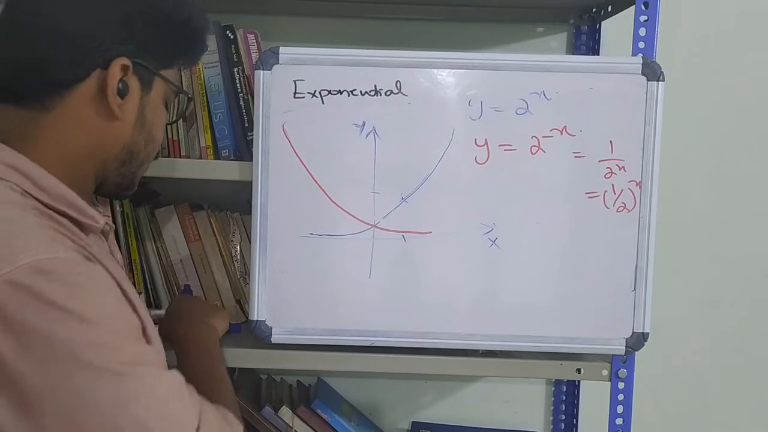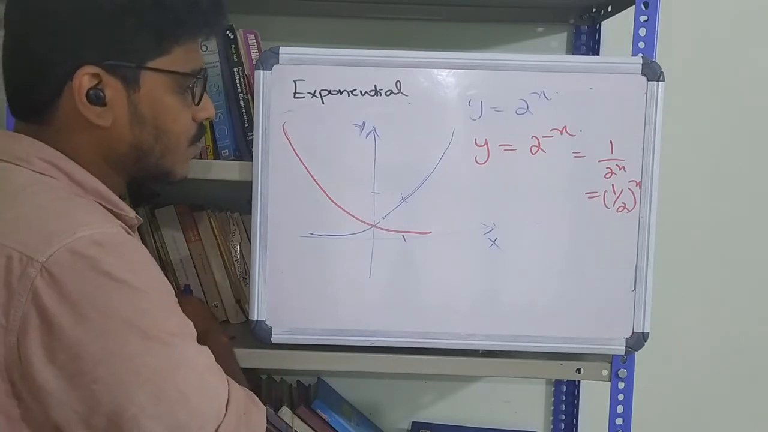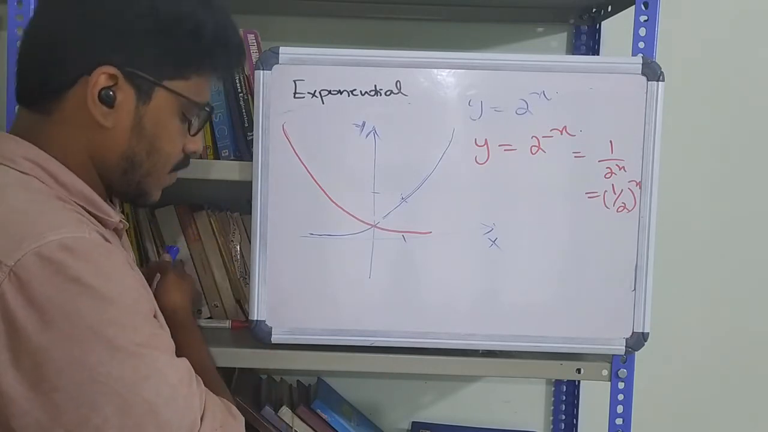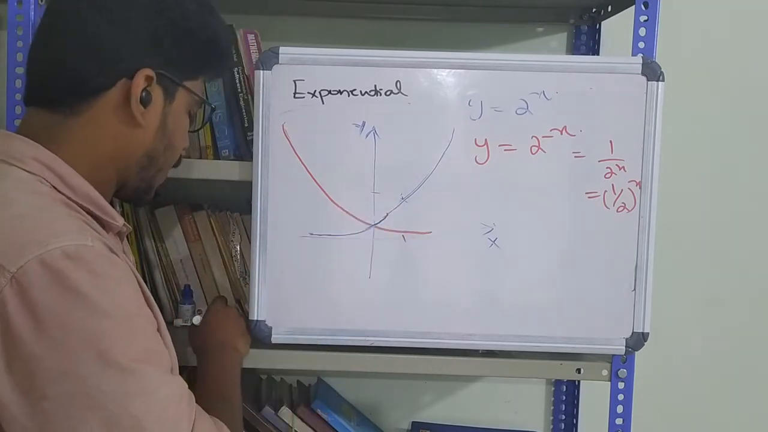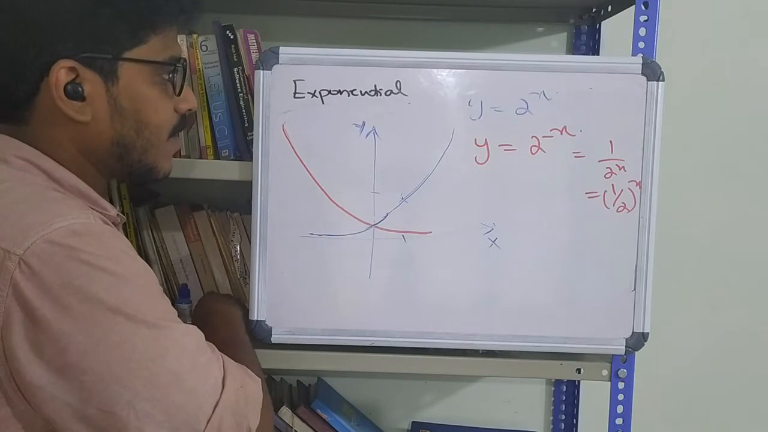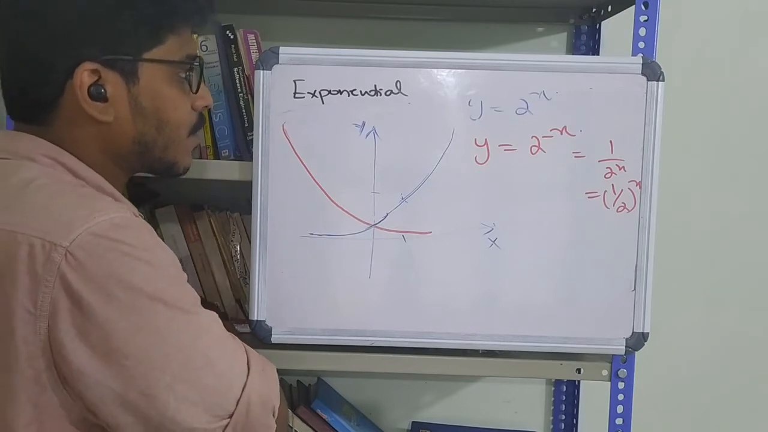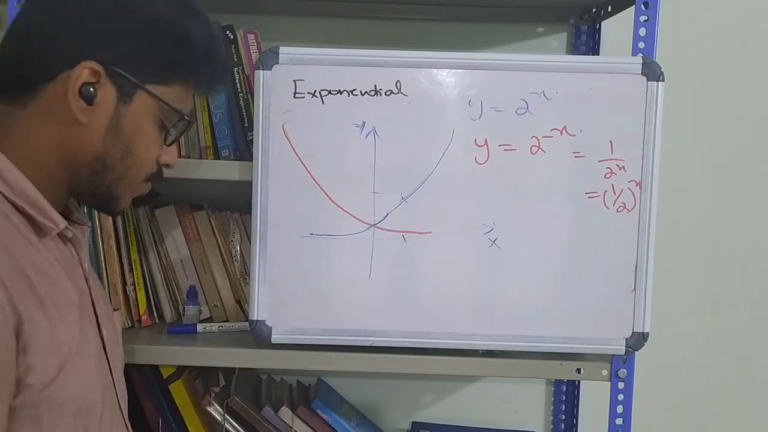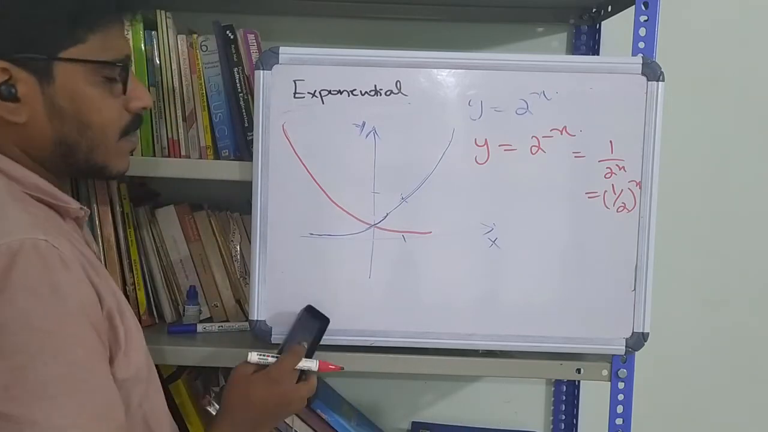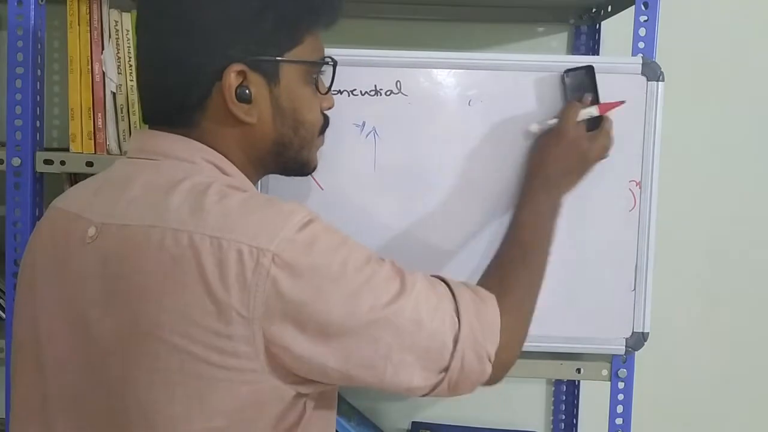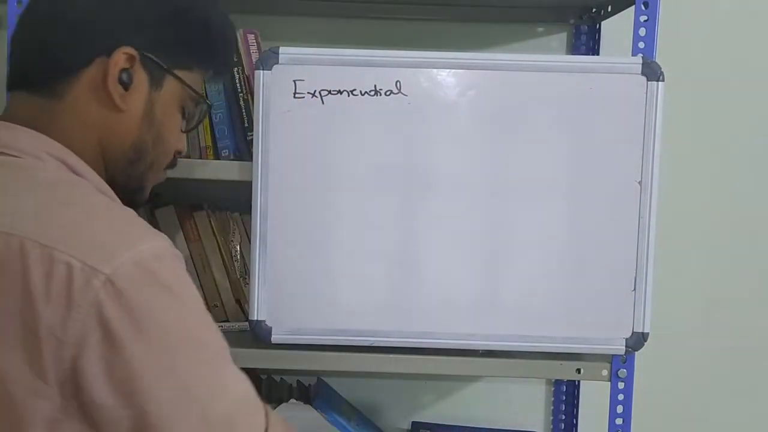This is how it will look. The red line gives the graph of y equal to 2 raised to minus x, and the blue line gives the graph of y equal to 2 raised to x. Perfect. Now let's see certain properties and examples of the exponential function.